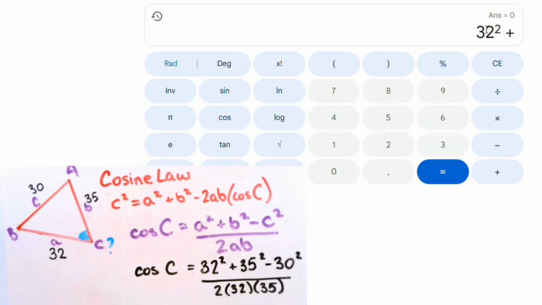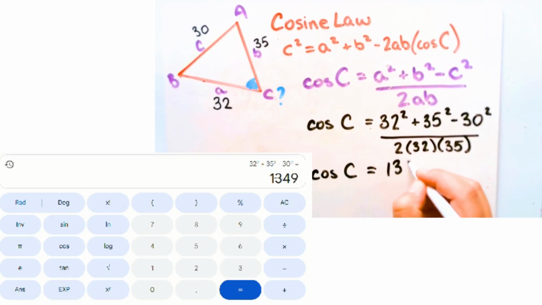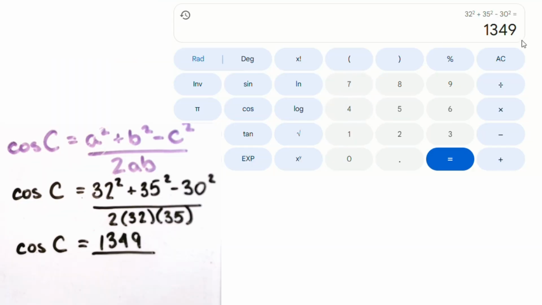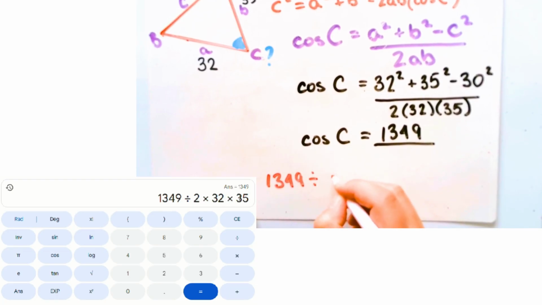What I need you to do is calculate the numerator, the top, and the denominator, the bottom, separately before dividing them and taking your cosine inverse. Which leads to mistake number 2. We find the numerator separately, which is good, but then we just start dividing it and multiplying it by everything in the bottom. So I get 1349, the numerator, divided by 2 times 32 times 35, which again is nonsense.